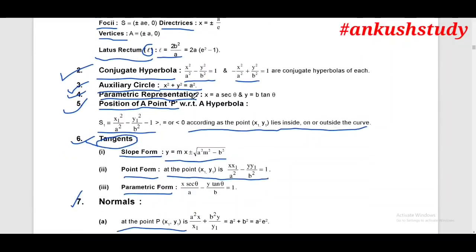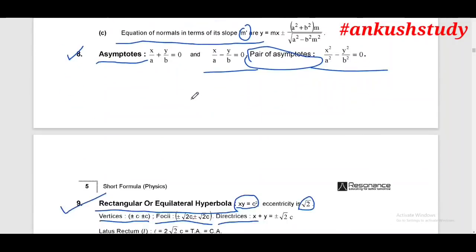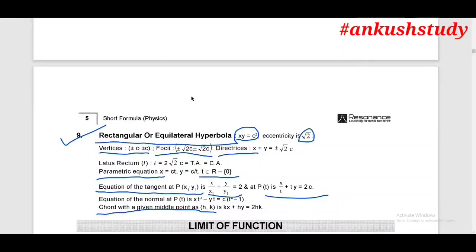Okay, so keep on revising this chapter's equations also. You will get all the basic formulas of every chapter in this video, so keep on revising this video.